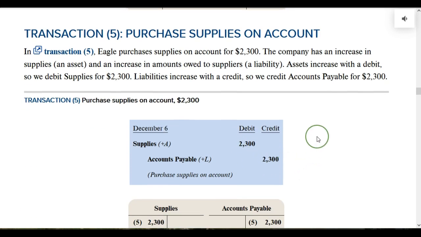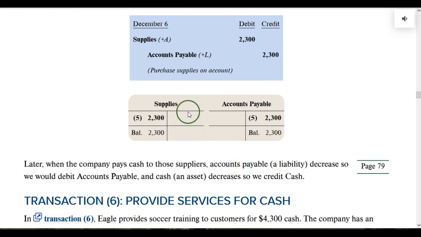Purchase supplies on account. Supplies, before we use them up, is an asset account. So we increase the supplies account $2,300. We're not paying cash for this yet. Remember, they told us we could pay later, maybe 30 days, 60 days, whatever. So we're going to credit the accounts payable account, another liability account, $2,300. What happens to those two accounts? The supplies account went from 0 to 2,300. The accounts payable account went from 0 to 2,300.